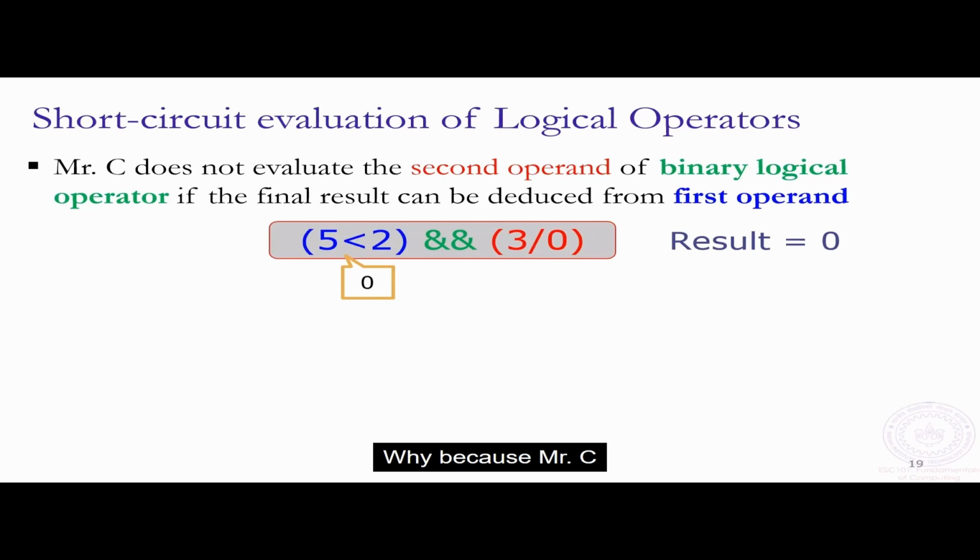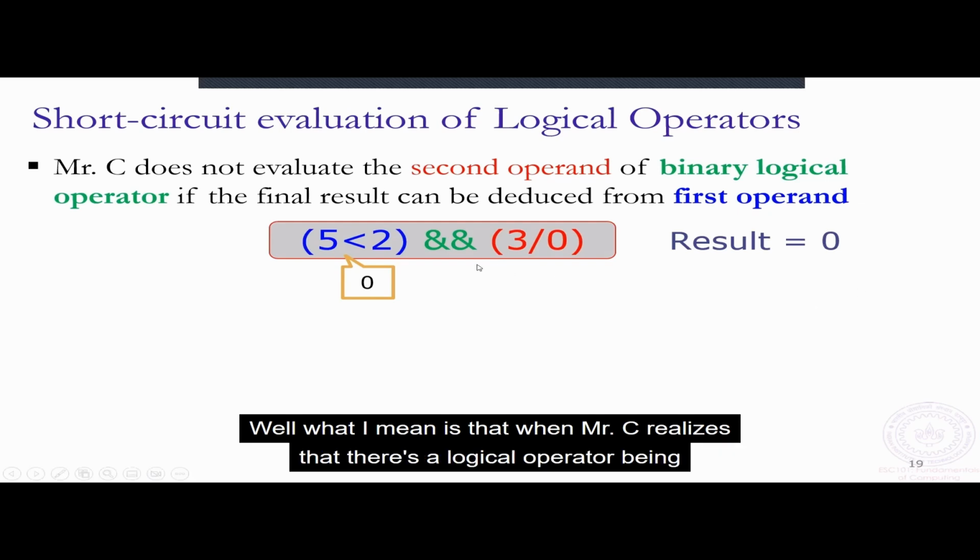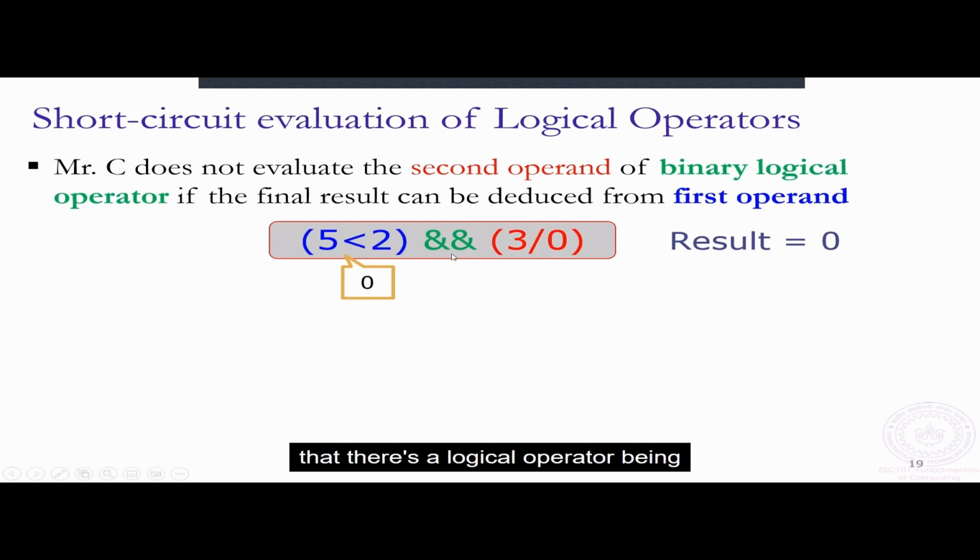Why? Because Mr. C will not evaluate the second operand of a binary logical operator if the final result can be deduced from the first operand. Now that's a mouthful. What do I mean? Well, what I mean is that when Mr. C realizes that there's a logical operator being evaluated, he goes and looks at the truth table of the operator.